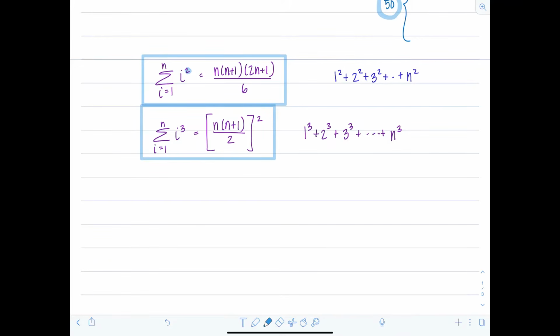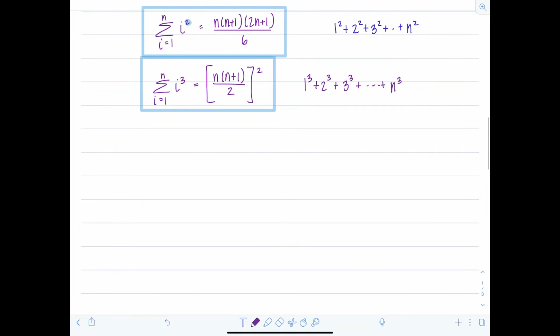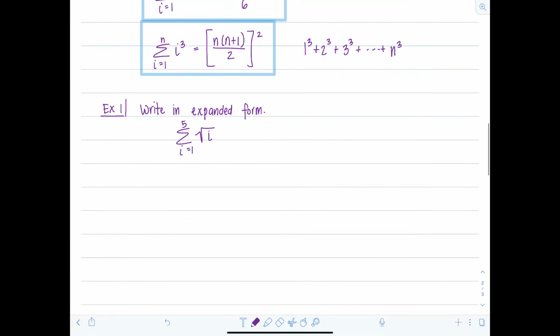All right, good. Now that we have all those formulas out of the way, let's just work on familiarizing ourselves with sigma notation. Perhaps it's been a while. So example 1, write in expanded form. So we have the sum, i equals 1 to 5 of the square root of i. Okay, so i is just the index of summation. Don't start thinking imaginary numbers. We're just going to write it in expanded form.